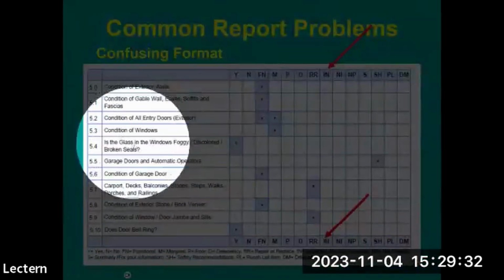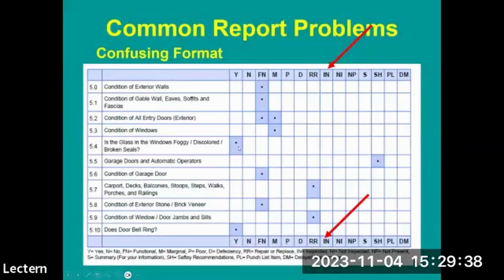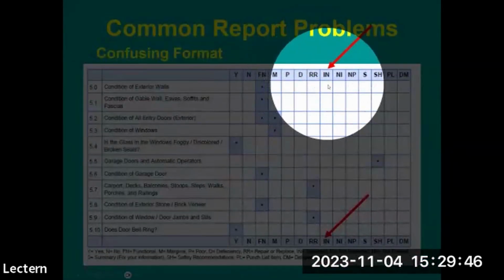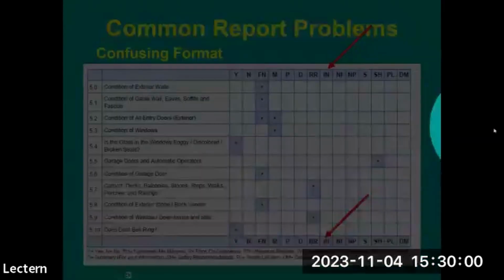And then we got, is the glass in the windows foggy or discolored? Yes. Okay, but is that a defect? Is that a repair or replace? I didn't inspect it, but I'm pretty sure it's a yes. I'm picking on it, but come on. If you're going to use the matrix, you have to fill in the bullets.